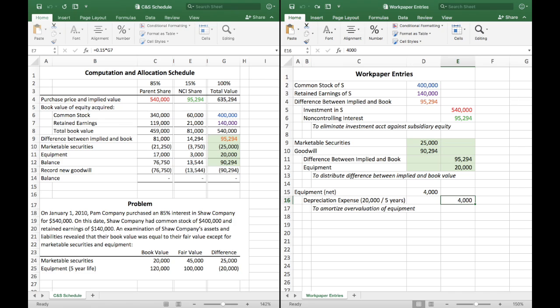These are the three work paper entries made in the year of acquisition. First, we eliminated the investment account. Then, we distributed the difference between implied and book value, which included recognizing goodwill since the implied value of Shaw Company was greater than the fair value of its net assets. And lastly, we amortized the overvaluation of equipment.